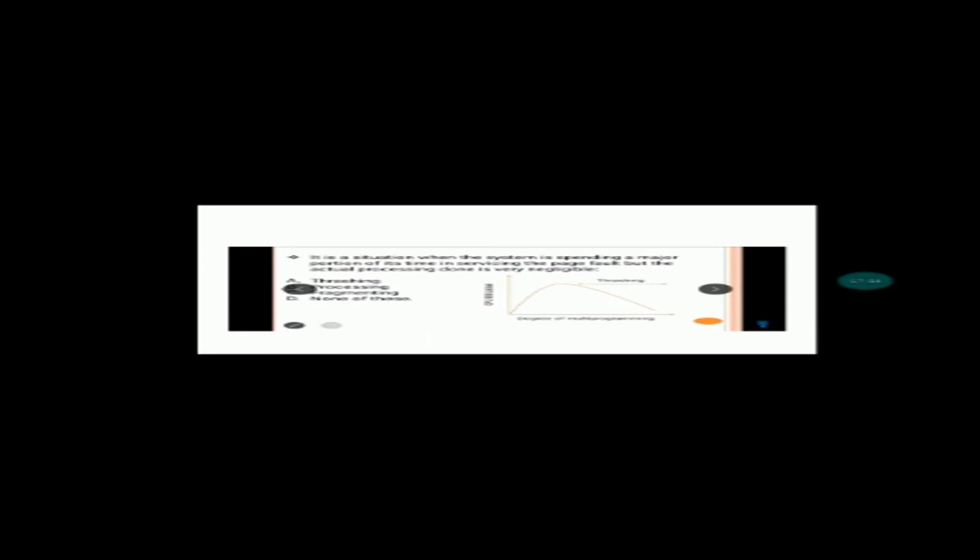That duration where the degree of multiprogramming is increased and as a result the CPU utilization decreases is called thrashing. So it is a situation when the system is spending a major portion of its time in servicing page faults rather than executing the process. The answer is thrashing.